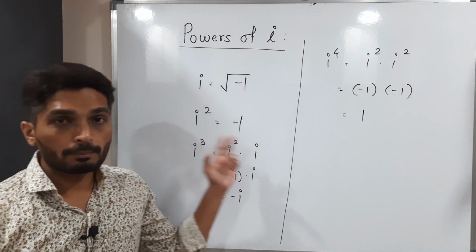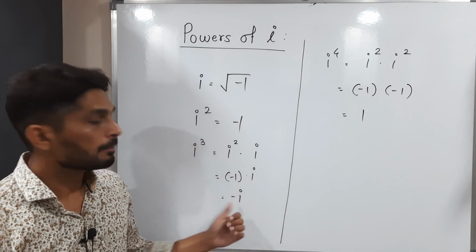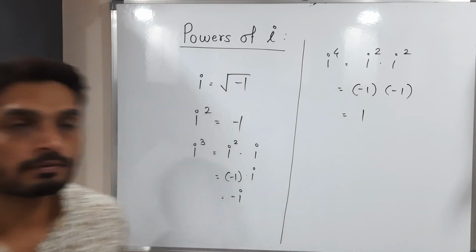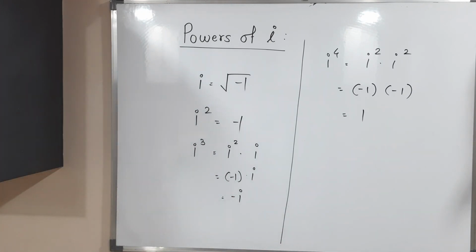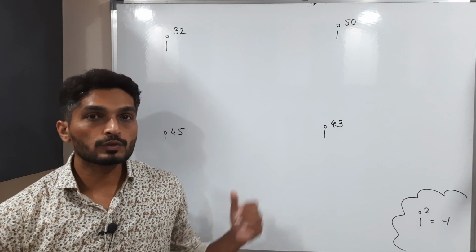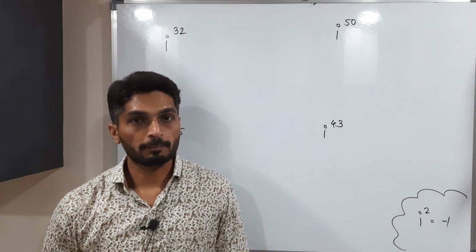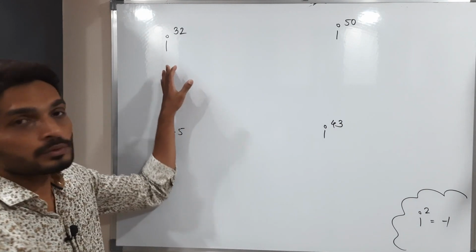What is the value of i square? Minus 1. What is the value of i cube? Minus i. You can note down, after that we will discuss a few more examples. Let us find values of these complex numbers. Okay, so we'll start with i raised to 32.